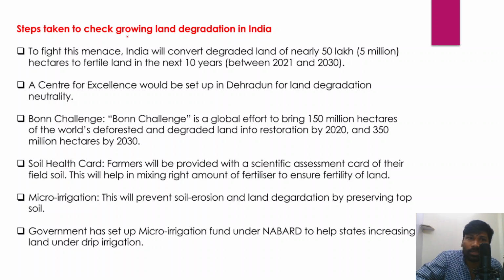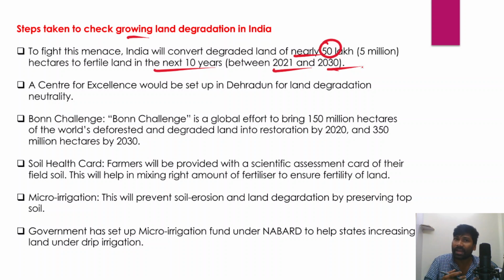And there are certain steps that must be taken to check the growing land degradation in India. So what steps need to be taken in order to prevent or arrest land degradation? India will convert degraded land of nearly 50 lakh hectares to fertile land in the next 10 years, between 2021 and 2030. And apart from that, a center of excellence would be set up in Dehradun for land degradation neutrality. So land degradation neutrality's objective is this. Okay, so India will convert the degraded land of nearly 50 lakh hectares to fertile land in the next 10 years.